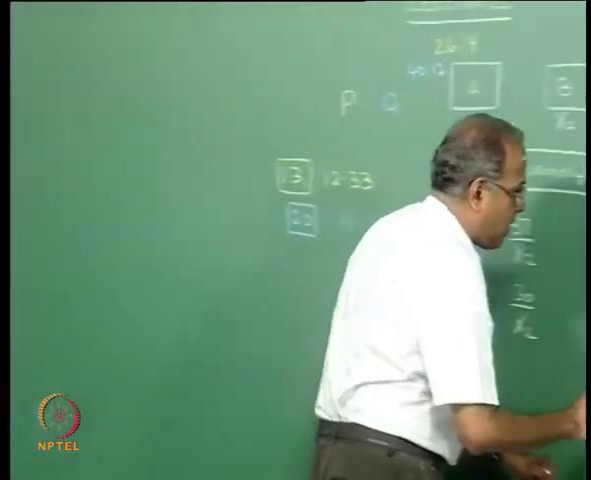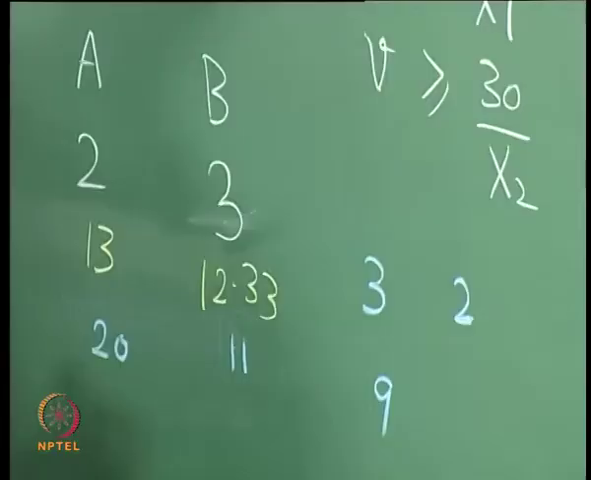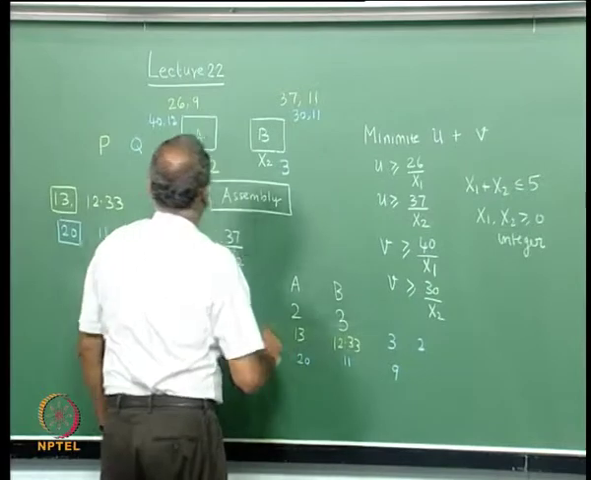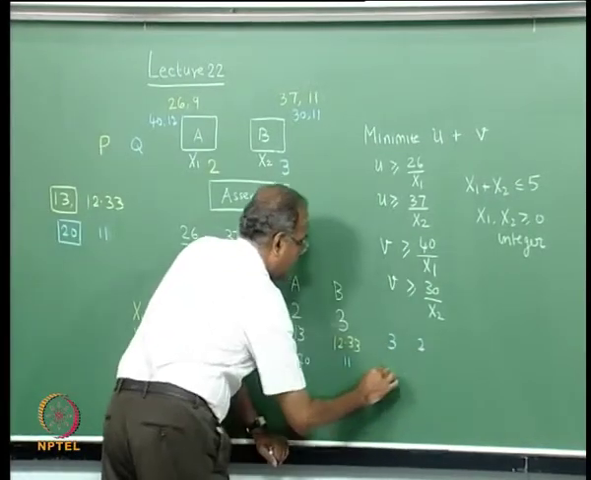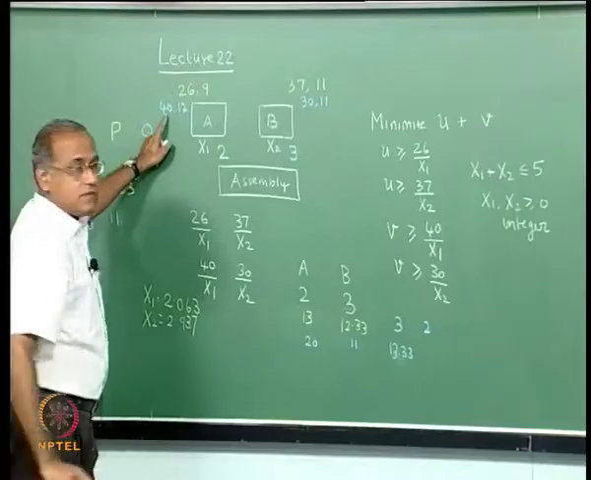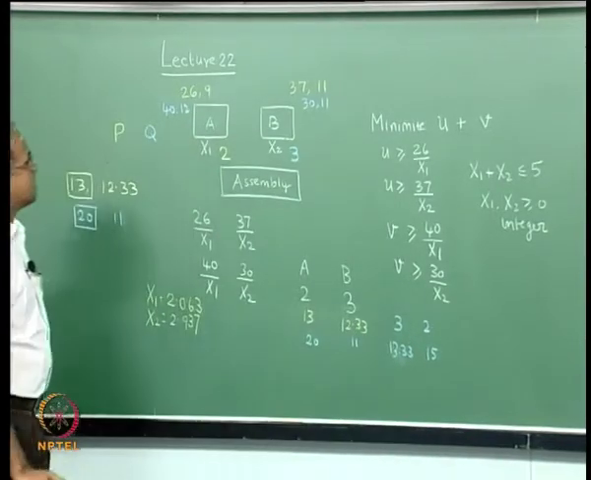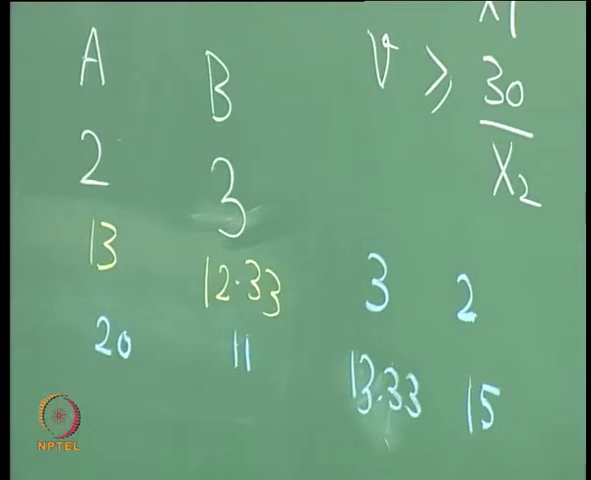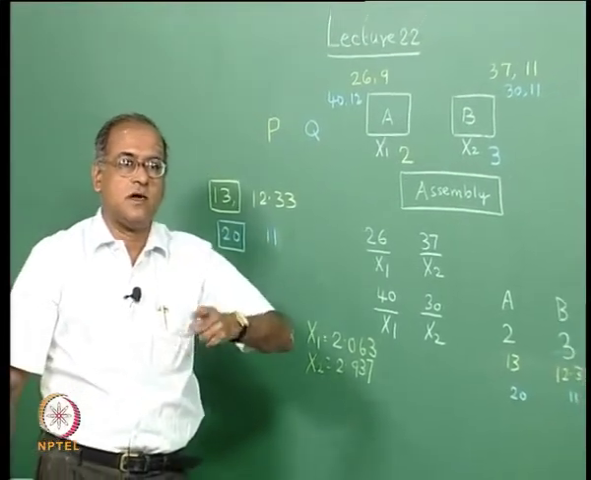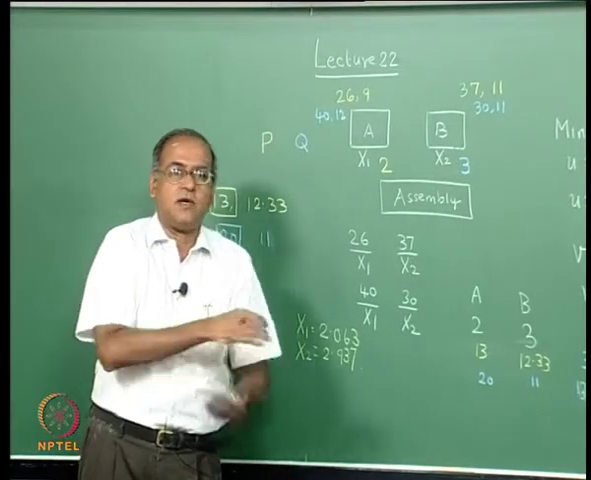So, if it is 3 and 2 on the second product, then the outputs will be 26 by 3, which is about 9, and for 2, 40 by 3 is 13.33 when we have 3 operators. When we have 2 operators, there will be 30 by 2, which is 15. So, we should be having 3 and 2 for the second one, and we should not consistently use 2 and 3. Other way to do is use 2 and 3, build up inventory, bring it back, shift it to 3 and 2 and do this.